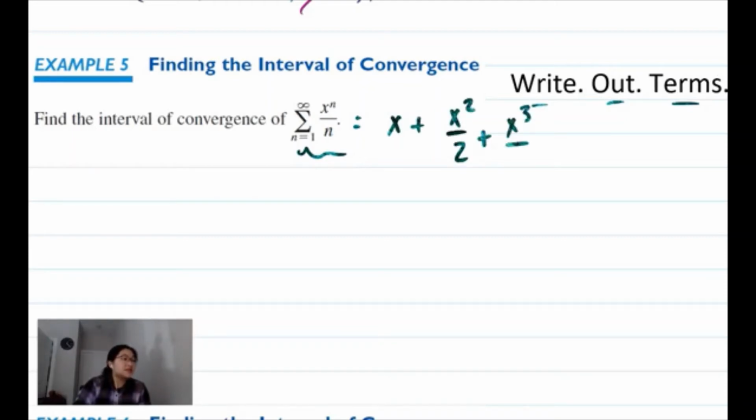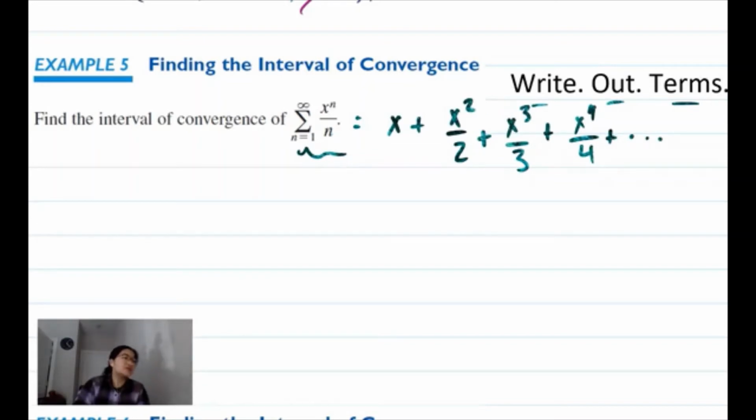So looking at the interval of convergence for this power series, what should we do? Well, maybe we should write out some terms. We can think about this a little bit easier if we just have some terms to work with, where we have x plus x squared over 2 plus x cubed over 3 plus x to the 4th over 4, and so on.